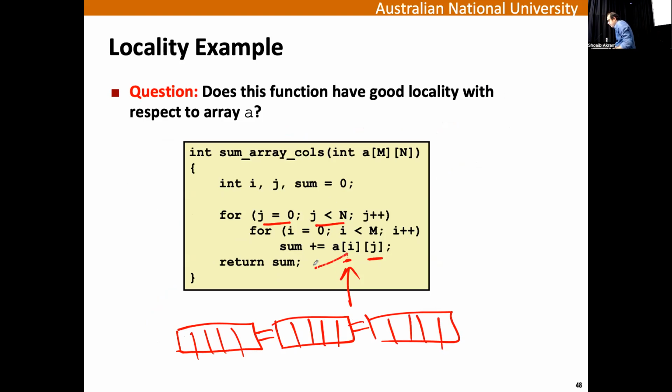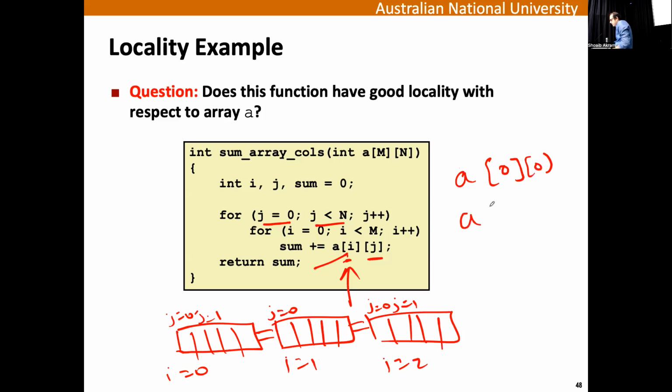So this is my row, and this is j. What is the first access? A[0][0]. What is the next one? Where is A[1][0]? Stride? Yeah, all right. So now you understand spatial locality in programs.